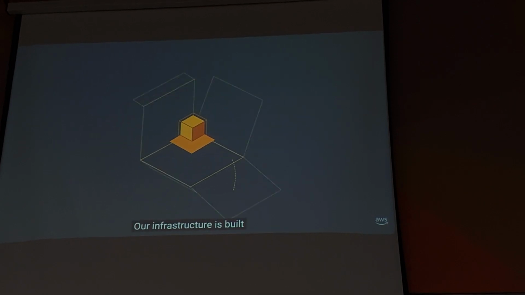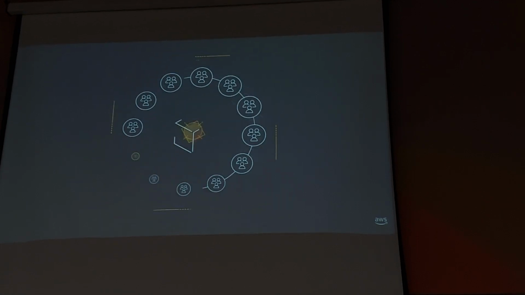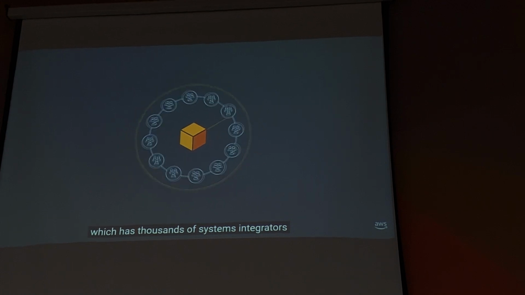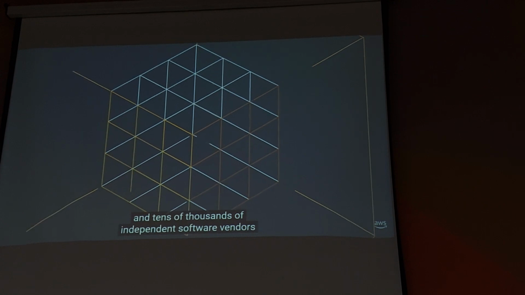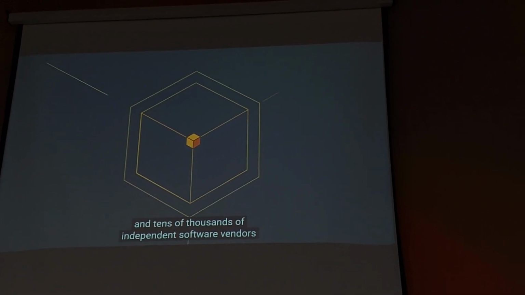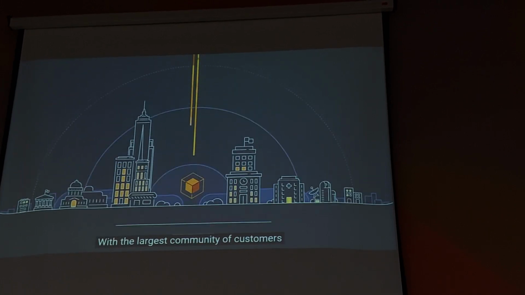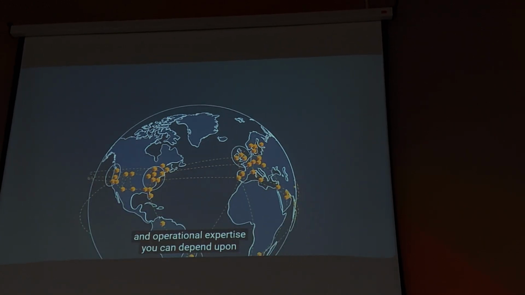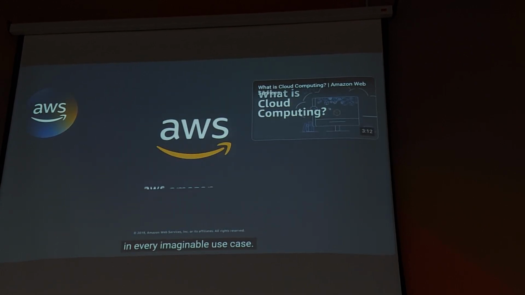Our infrastructure is built to satisfy the security standards of the most risk-sensitive organizations. You also have access to the AWS Partner Network, which has thousands of systems integrators who specialize in AWS services, and tens of thousands of independent software vendors who adapt their technology to work on AWS. With the largest community of customers across every industry, AWS has unmatched experience and operational expertise you can depend upon for your most important applications in every imaginable use case.